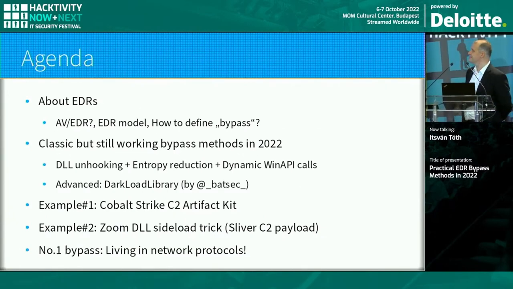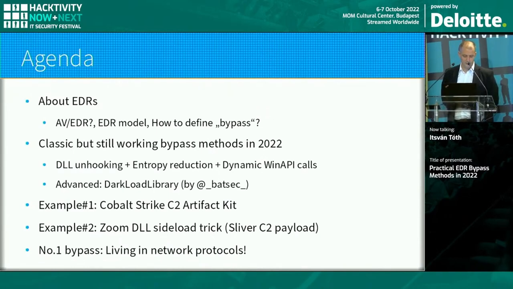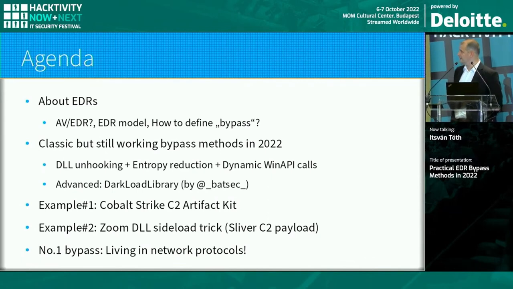Let's go ahead. This is a short summary about what I'd like to talk about. First, about EDRs. What is EDR? Endpoint detection and response. I would like to define what is bypass in my opinion. I would like to talk about classic but still working bypass methods in 2022. There are some easy ones and an advanced one also. I'd like to give some examples of how to use it in Red Team operations and how adversaries use it against our networks. I would like to give an interesting example about an application called Zoom, the sideload trick, and at last, my favorite, I call it living in network protocols.